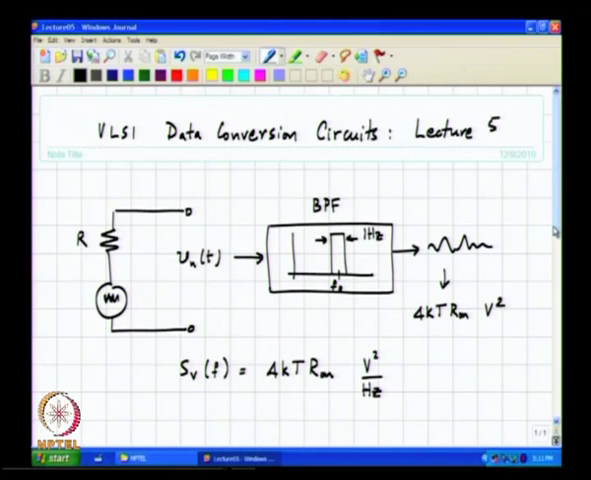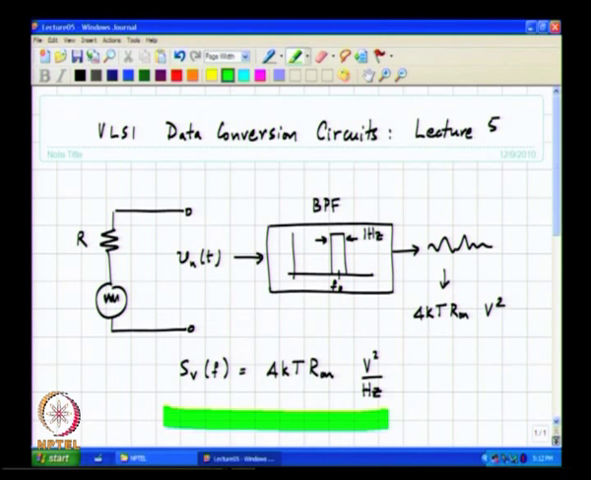So, in the last class we were discussing what happens during the sampling phase, and in that connection we were looking at the noise model of a resistor. It turns out that if you have a resistor in thermal equilibrium with its surroundings at an absolute temperature T, then there is a noise associated with it. This is due to random motion of charge carriers inside the resistor, and the spectral density of this noise turns out to be 4 kT R on volt square per hertz.